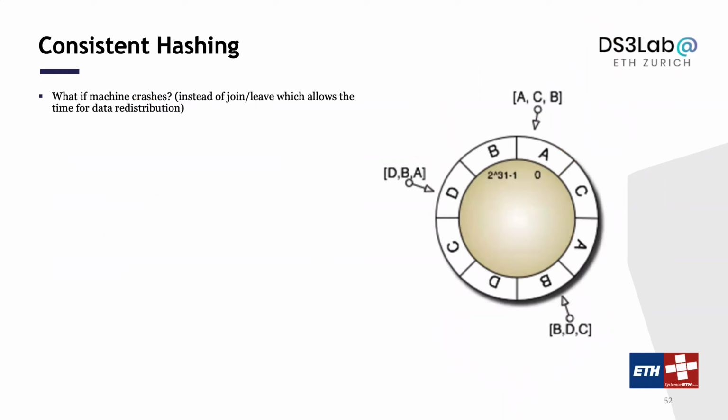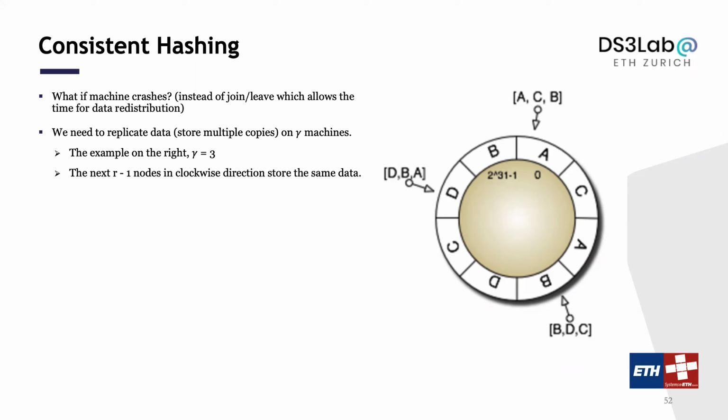And of course, what if a machine crashes? So here is different from machines joining and leaving because it doesn't give you time to do data redistribution. When some machine crashes, well, in this case, what you can do is data replication. For example, this is my hash ring. So for this machine A to deal with this range, I also replicate the next, for example, 2 ranges. I also replicate C here, I also replicate B. For this data range of D, I replicate B, replicate A. I also go 2 in the gamma interval afterwards. In this example, gamma equals 3. So essentially I just take the next gamma minus 1 nodes in the clockwise direction and I replicate that.